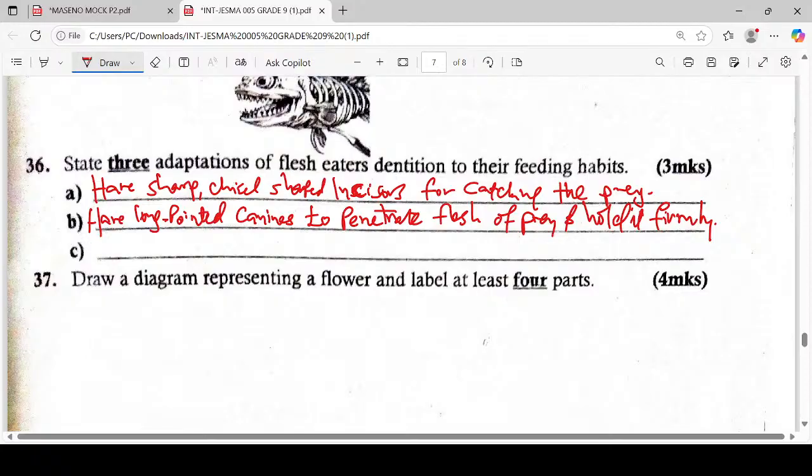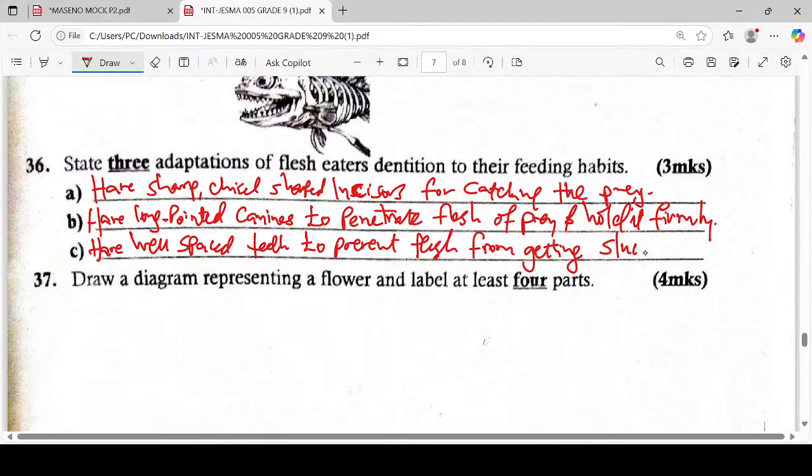whereby they have well spaced teeth to prevent flesh from getting stuck in between. Question number 37.